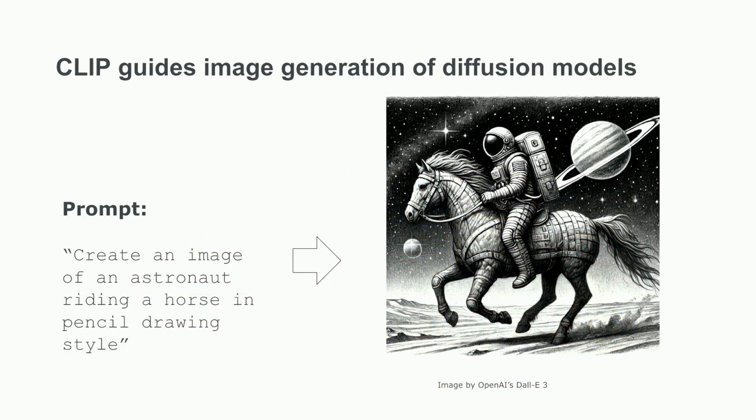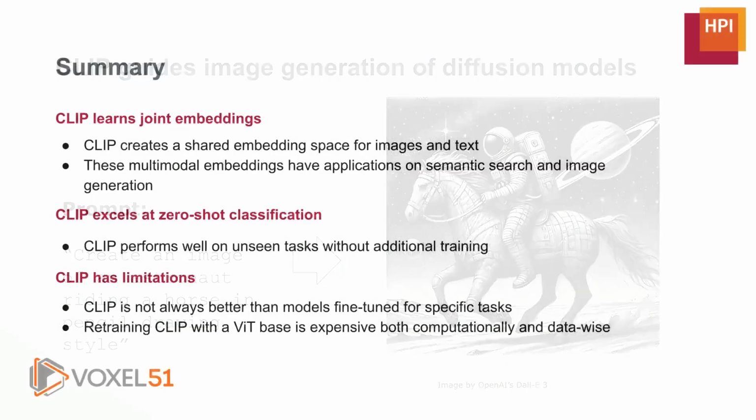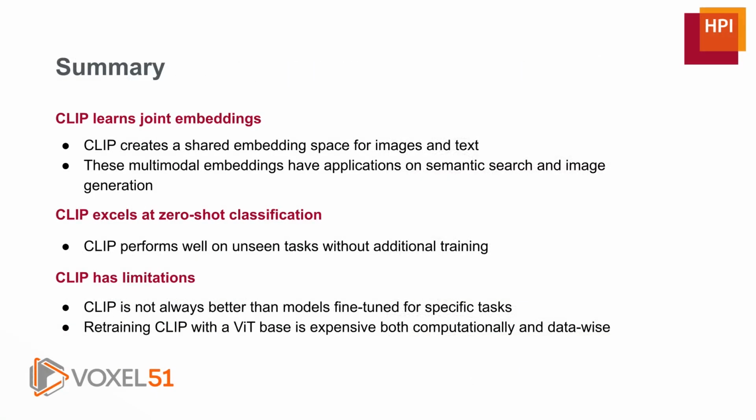CLIP also has some very interesting use cases in the guiding of diffusion models. Models like DALL-E, DALL-E 2 and Stable Diffusion are using CLIP to actually guide the generation process. So when we write prompts like "create an image of an astronaut riding a horse in pencil drawing style", what is enabling the model to relate what we want to see with the prompt that we're writing is actually CLIP.